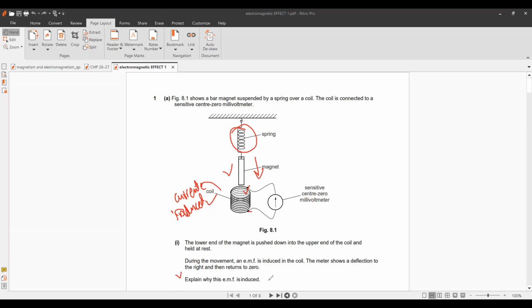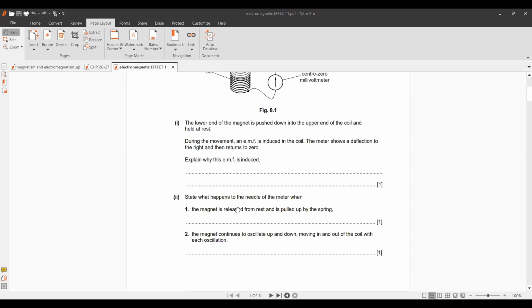Explain why the EMF is induced. So due to the up and down movement of the magnet, the change of magnetic flux through the coil occurred and EMF is induced. Can I just write change in magnetic flux? Yeah, sure. Okay.